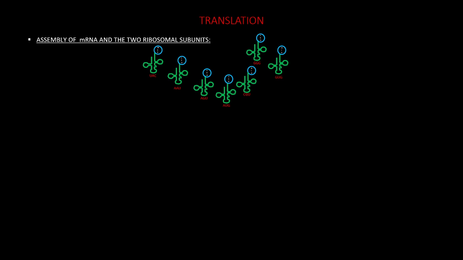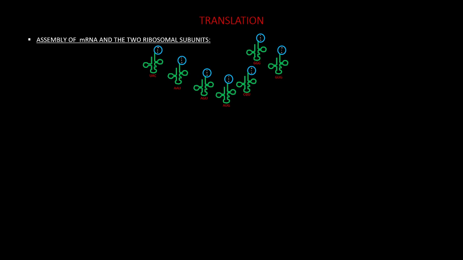So here we are with an animated video to understand the process of translation, or simply the formation of protein from mRNA. The translation process includes the presence of mRNA along with two ribosomal subunits, the smaller subunit and the larger subunit, and tRNAs carrying designated amino acids.